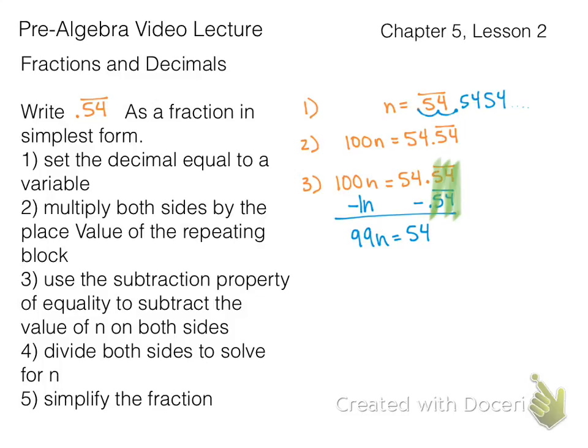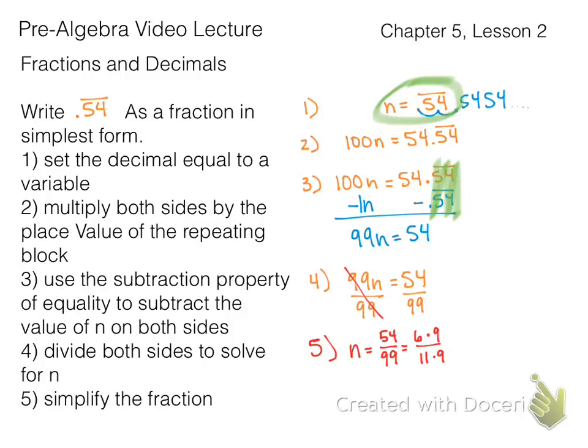Well, I can solve this. I can get n by itself, because n is equal to the repeating part. So if I get n by itself, it's going to tell me what n is. Oops, there's a little bit more to it than that. So I'm going to divide by 99. The 99s cancel out, and I'm going to end up with n equals 54 over 99, which simplifies down to 6 over 11. So actually, 0.54 repeating is equal to 6/11. Crazy, huh?